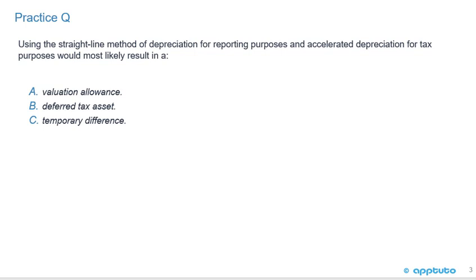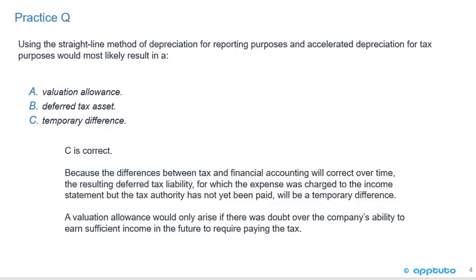So we'll do a couple of practice questions to help our understanding. Using the straight line method of depreciation for reporting purposes and accelerated depreciation for tax purposes would most likely result in A, a valuation allowance, B, a deferred tax asset, or C, a temporary difference. C is correct because the differences between tax and financial accounting will correct over time. The resulting deferred tax liability, for which the expense was charged to the income statement but the tax has not yet been paid, will be a temporary difference.